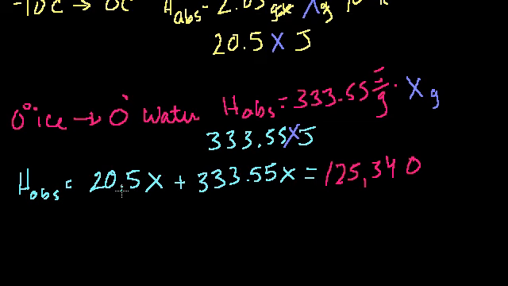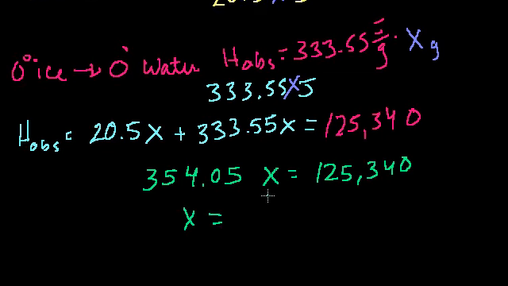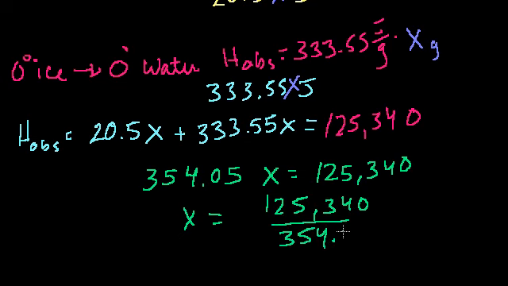Add these two things: 20.5x plus 333.55x is what? It's 354.05x. Is that right? Yeah, 330 plus 20 is 350. Then you have a 3, but then you have a 0.5 there. Yeah, 354.05x. That is equal to the amount of energy we take out of the water. And you divide both sides. So X is equal to 125,340 divided by 354.05. I'll take out the calculator for this.